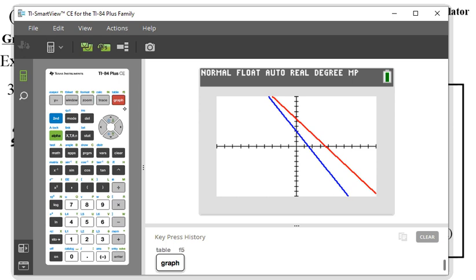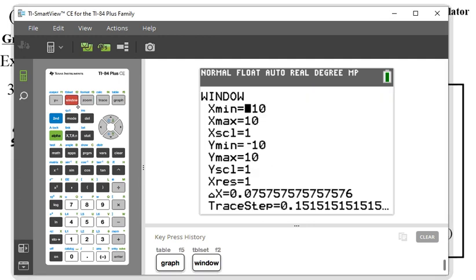I hit graph. Now we have a little bit of trouble because we can see our point of intersection is going to happen up here. So I want to change my window setting. I think I'm okay every direction except up. That's the y-axis going up. So we need to change the y max value in our window. We want it to be higher. So we can hit window, scroll down to y max. Instead of 10, I'm going to go to 20.